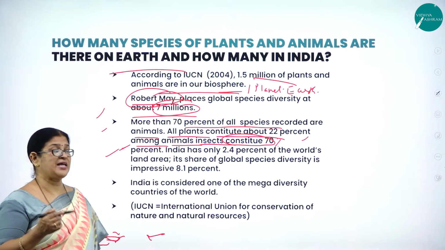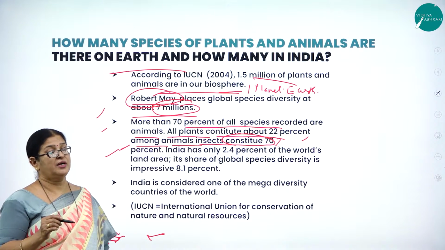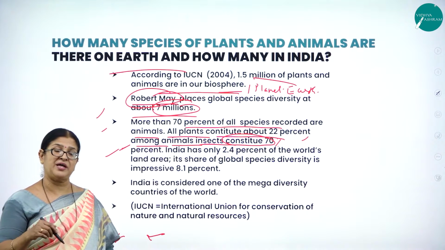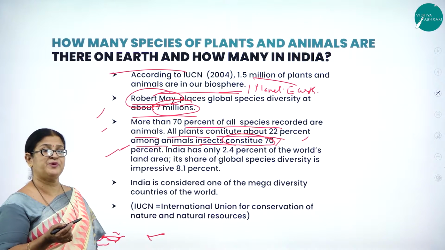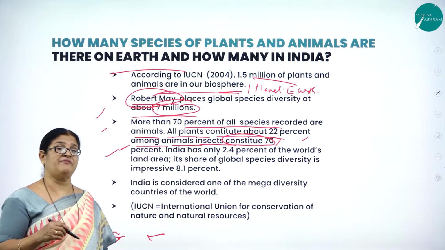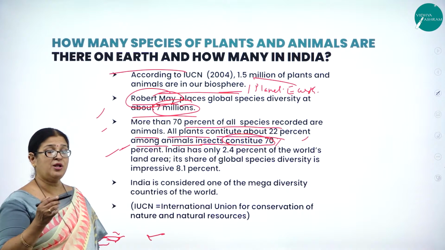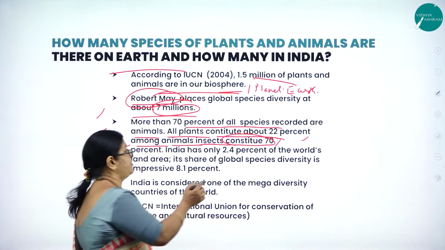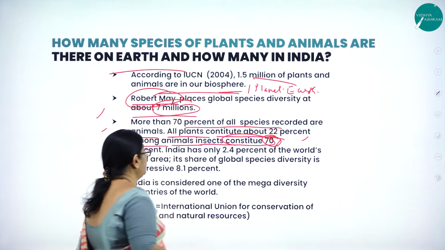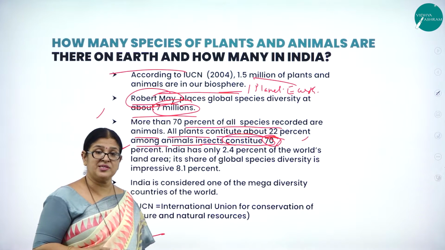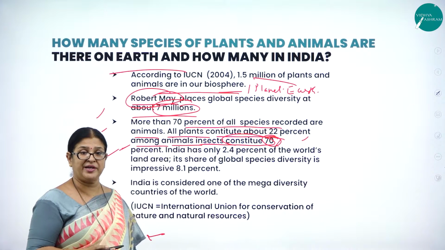Among the species found on planet Earth, 70% are animals, and the rest 22% are plants. Among the 70% of animals, insects alone constitute what? 70%. Then imagine how enormous the number of insects is on this planet Earth.